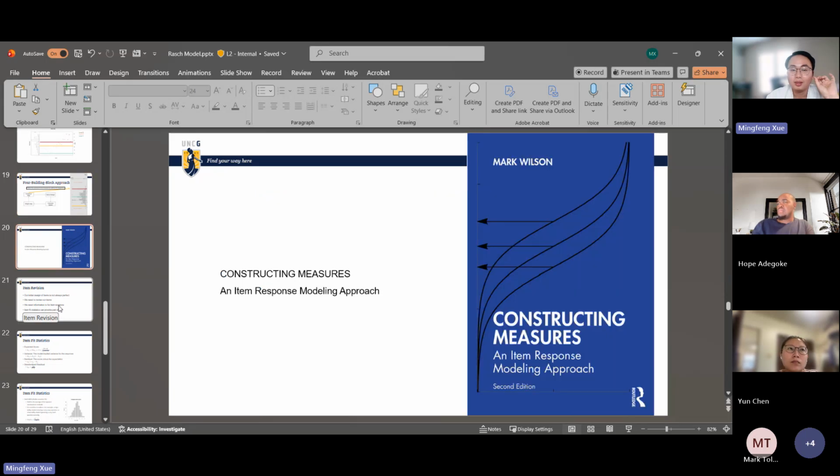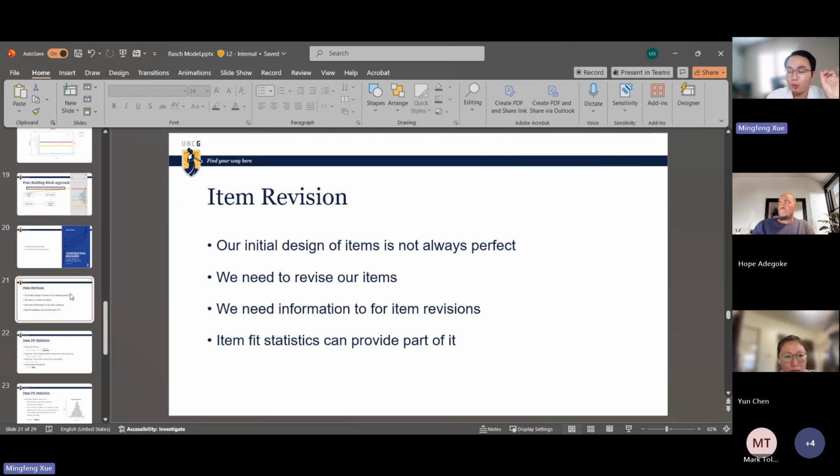And moreover, let's move beyond the Wright map. One more benefit of the Rasch model is that it can provide more information for item revision. The fact is that our initially designed items are not always perfect. There are always some problems. That's why there are multiple rounds of field testing in order to determine the final version of our items. So we always need to revise our items.